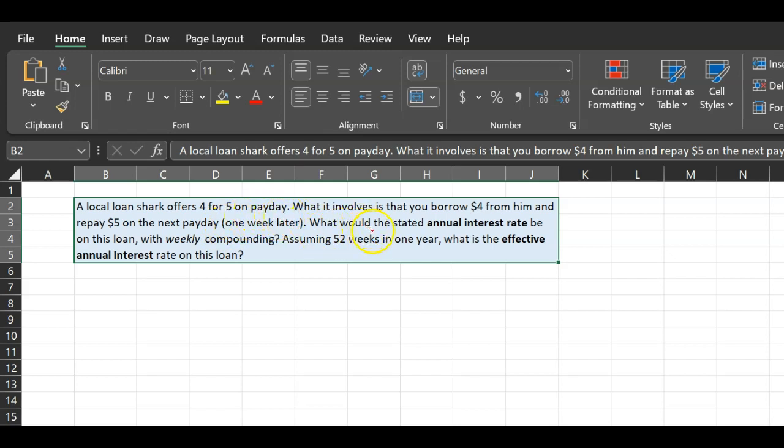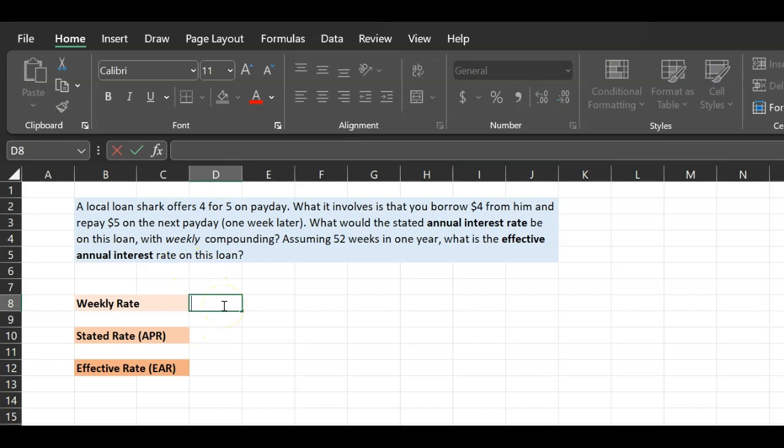Now the question is, what would the stated annual interest rate be on this loan with weekly compounding? And then secondly, assuming there are 52 weeks in 1 year, what is the effective annual interest rate on this loan? Now what you can do is that you can think of this question as asking you 3 different rates.